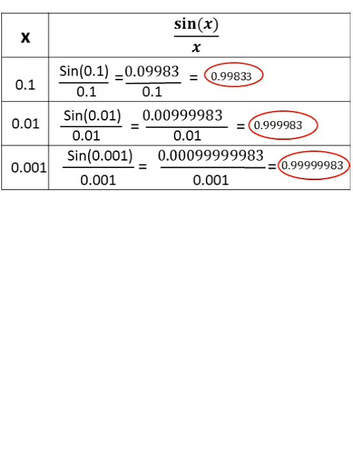This pattern of results suggests that as x gets closer and closer to 0, sine of x over x gets closer and closer to 1, thus proving that the limit as x approaches 0 of sine of x over x equals 1.